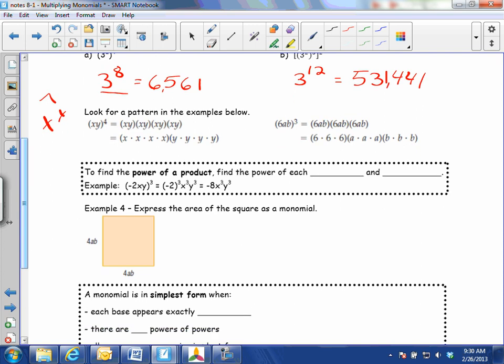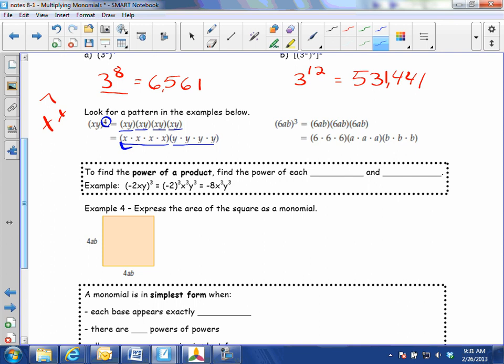Okay, last one, we're going to look for a pattern here. This tells us we're taking it times itself 4 times. So they said, okay, this is x times y, x times y, x times y, x times y, right? And then they split it up. So they took all these x's, 4 of them, and put them together. And then they took all 4 y's and they grouped them together.